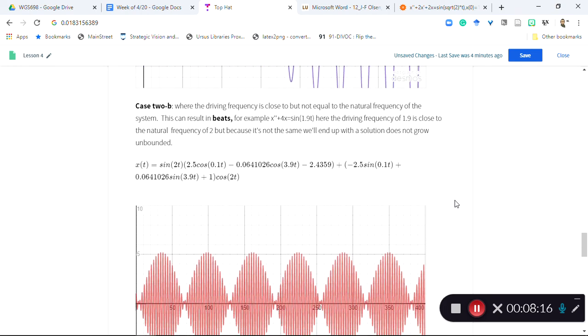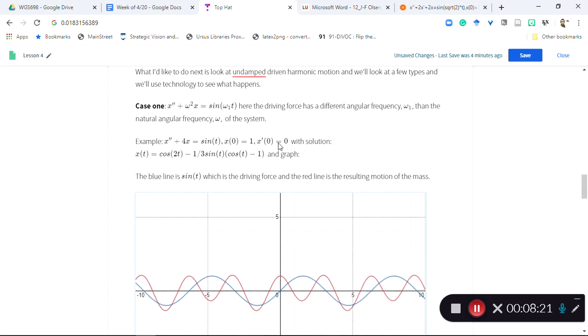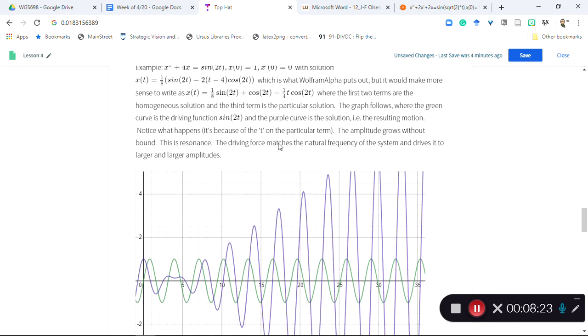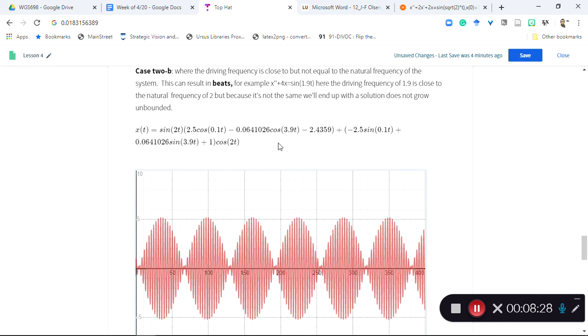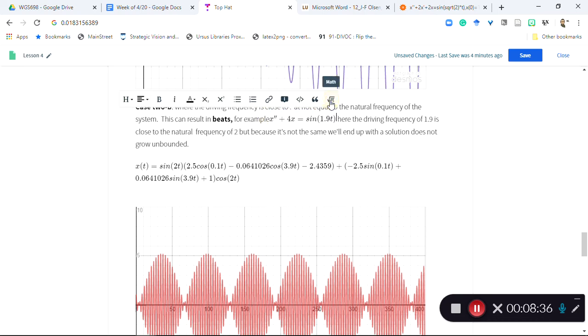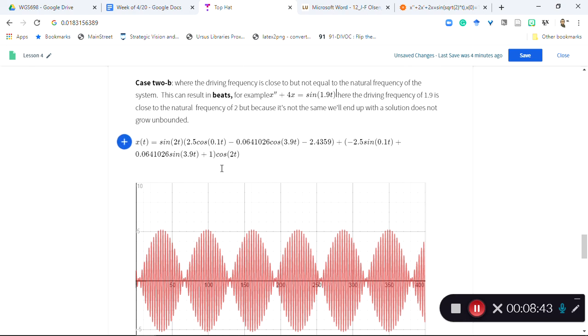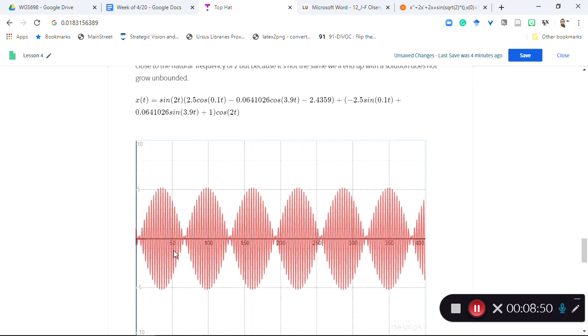Another interesting scenario. These are both undamped, by the way. So, up here, this was undamped. This is undamped. And then this is also undamped. This is when the frequency is very close. So, suppose same differential equation almost. The frequency is 2, and then the driving frequency is 1.9. This gives us a really messy equation, but we don't care because we had Wolfram do it for us. We had this really interesting graph.